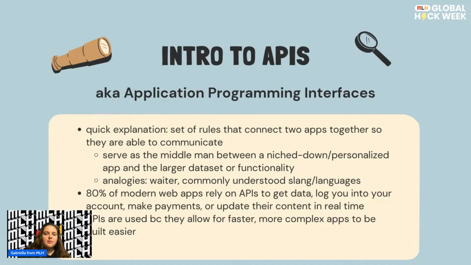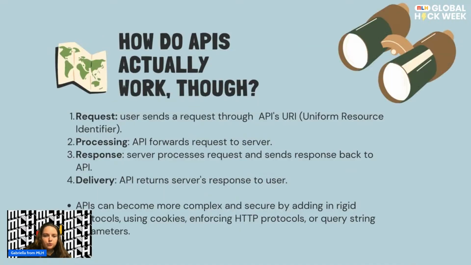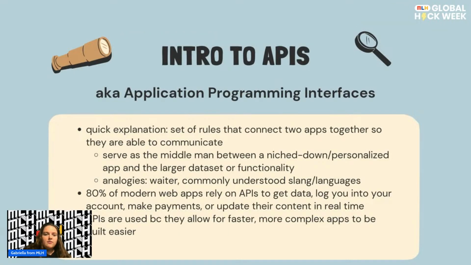All right, and also some quick facts on APIs. 80% of modern web applications rely on APIs to get your data, like I talked about earlier, getting data to display hello, in my case, Gabriella, or hello, Jillian. I'm just thinking of random names, but getting your name when you log in and other information, to be able to make payments and also to update your content in real time.